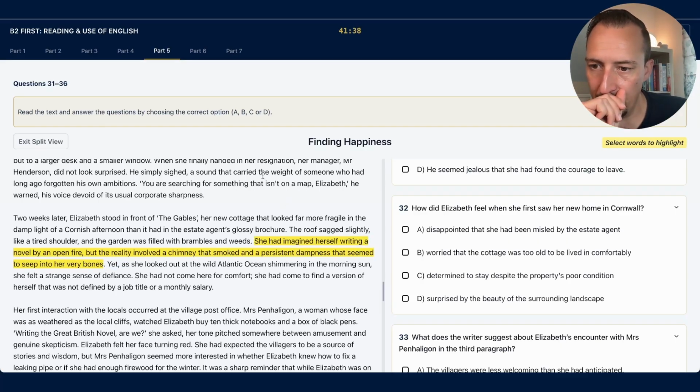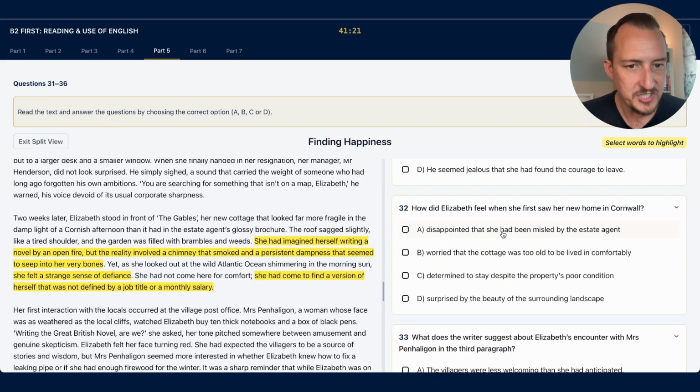She imagined herself writing a novel, but the reality involved a chimney that smoked. Okay, yet as she looked out over the wild Atlantic, shimmering in the morning sun, she felt a strange sense of defiance. She had not come here for comfort. She had come to find a vision. Okay, so is she disappointed? Well, what is she disappointed about? That she had been misled by the estate agent? No. Although it looked far more fragile, so it's different from what the estate agent's brochure said.